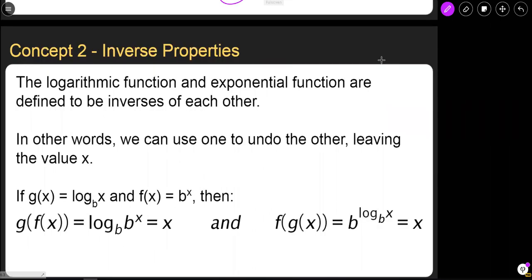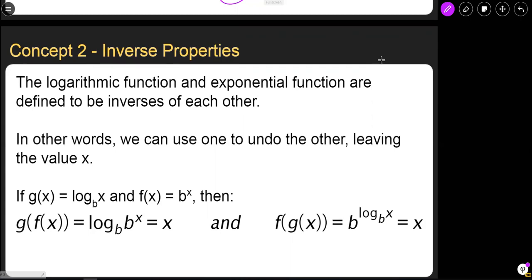This one is called inverse properties of logarithms and exponentials. So the logarithmic function and exponential function are defined to be inverses of each other. And like we say with inverses, in other words, we can use one to undo the other, leaving the value x. Similarly with addition and subtraction, if I add 5 to something, I can then subtract 5 from that total, and it will take me back to my original value. So x plus 5 equals something, and then I subtract 5 from that something, and it takes me back to x. Same with multiplication and division, and now with exponential and logarithmic functions.